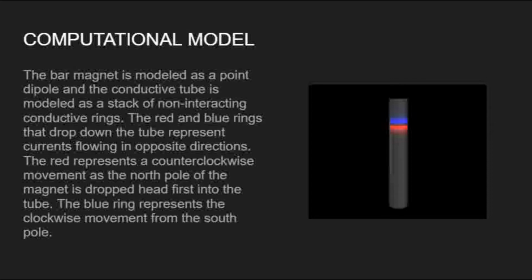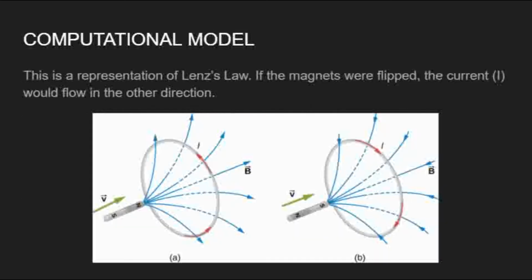The red and blue rings that drop down the tube with the magnet represent currents flowing in opposite directions. The red represents a counterclockwise movement as the north pole of the magnet is dropped headfirst into the tube. The blue ring represents clockwise movement from the south pole. This is a representation of Lenz's law. If the magnet were flipped, the current would flow in the other direction as shown in the figure.